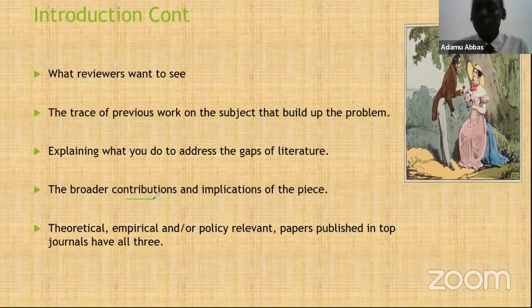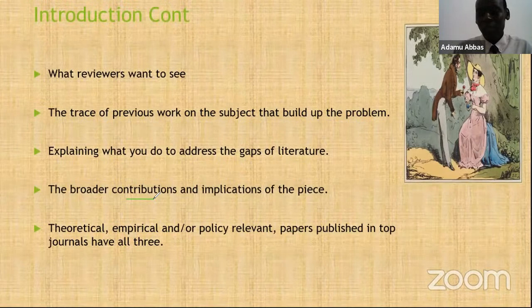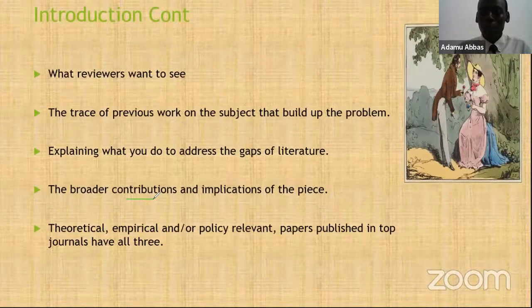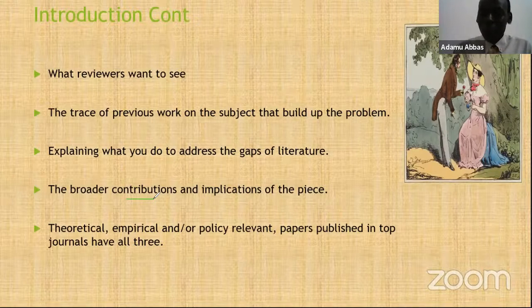What is the contribution of your paper? How will organizations use your research, if it is social science, as their policy? And theoretically, what new theory will it contribute to the research world in that particular specific area? So you need to be clear about this contribution.